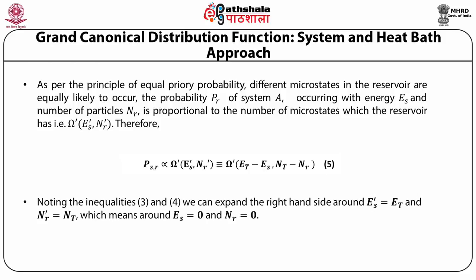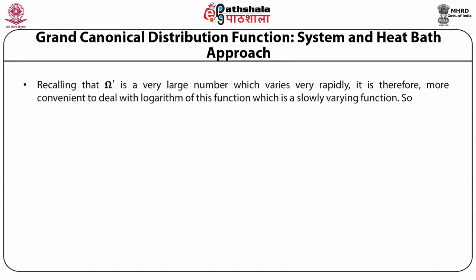Noting the inequalities 3 and 4, we can expand the right hand side around E′S = Et and N′R = Nt, which means around Es = 0 and Nr = 0. Recalling that Ω′ is a very large number which varies very rapidly, it is therefore more convenient to deal with the logarithm of this function, which is a slowly varying function.